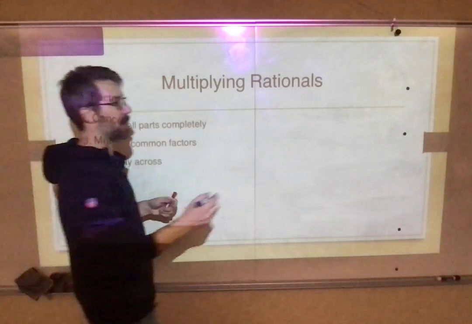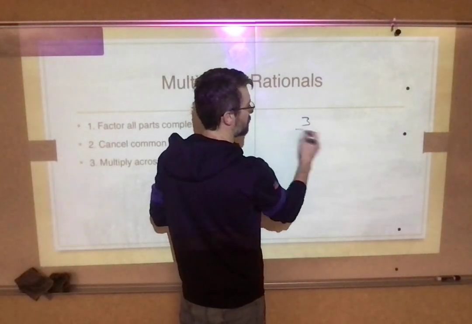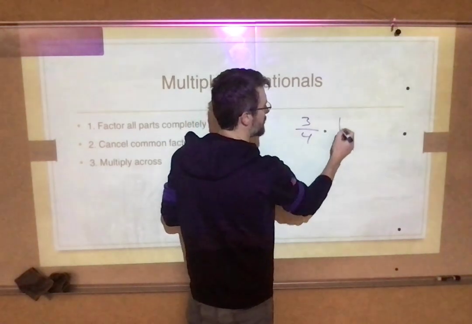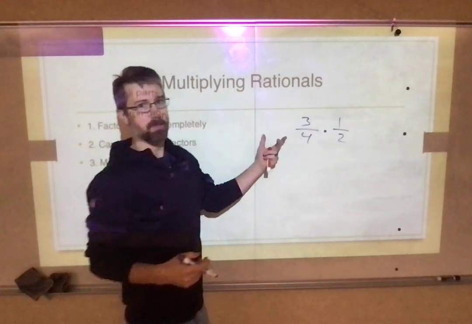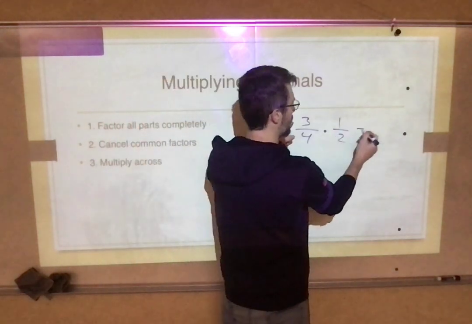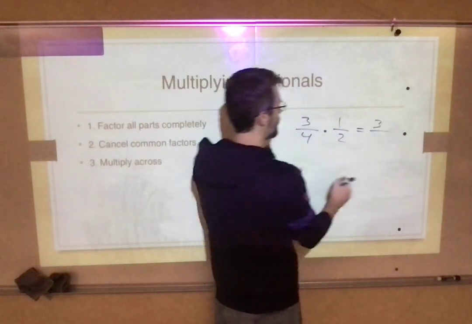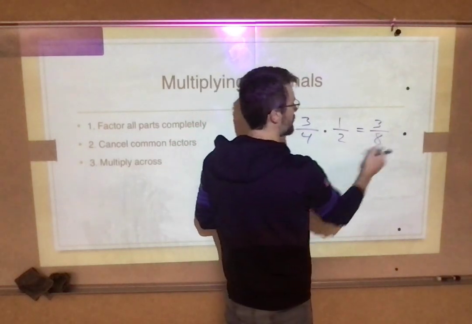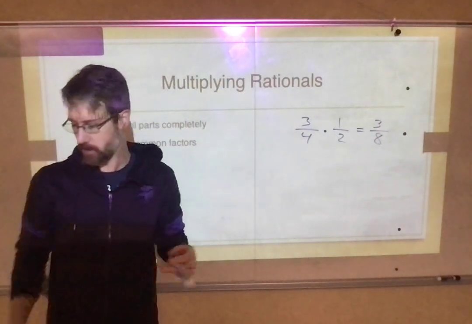So real quick, how do you multiply a fraction? Let's review that. 3/4 times 1/2. You multiply the numerators and the denominators separately. So the numerator is 3 times 1, which is 3. The denominator is 4 times 2, which is 8. That's how you multiply fractions.